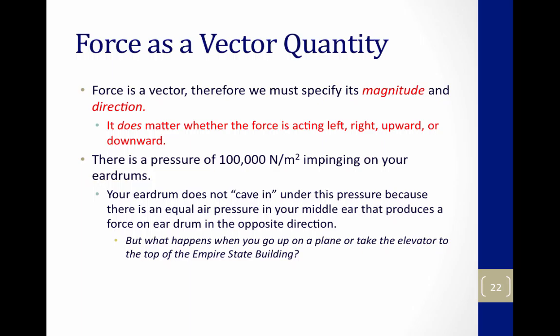There is a pressure of 100,000 newtons per meter squared impinging on your eardrum. So why doesn't your ear cave in with this pressure? Because there's an equal amount of air pressure in your middle ear space that keeps your eardrum from popping in or popping out. When you go up on an airplane or when you change pressures very quickly, like an elevator to the Empire State Building, initially you're at sea level. So the air in your ear canal is at sea level, and the air in your middle ear is at sea level, and your eardrum is perfectly happy with these two pressures pushing on it and balancing it out.